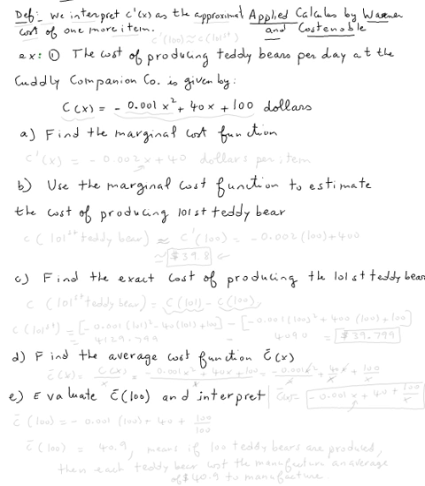Question A says find the marginal cost function. By definition, the marginal cost function is the derivative of the cost function. In other words, they're asking us to find the derivative of the cost, which is a simple derivative, a polynomial. So 2 times negative 0.001 will be negative 0.002x, plus the derivative of 40x, which is just 40. The derivative of 100 is 0. And you're done, and the unit here will be dollars per item.